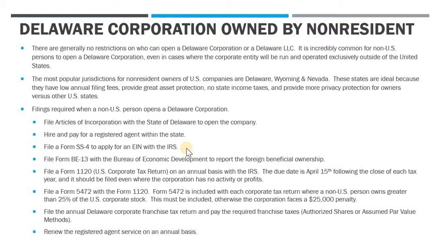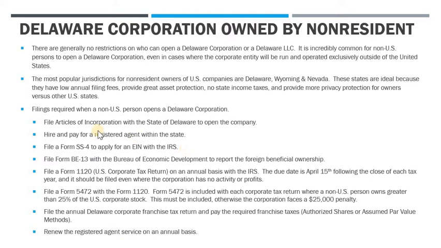Now, in conjunction with filing the articles, you need to hire and pay for a registered agent within the state, right? So no matter what state you set up a company in, you need a local company or individual that serves as the registered agent. And so that person or company and address is in the state database, and they're there to receive service of process for your company in the event that you're ever submitted with any kind of court documents or you're sued. Those filings go to the registered agent.